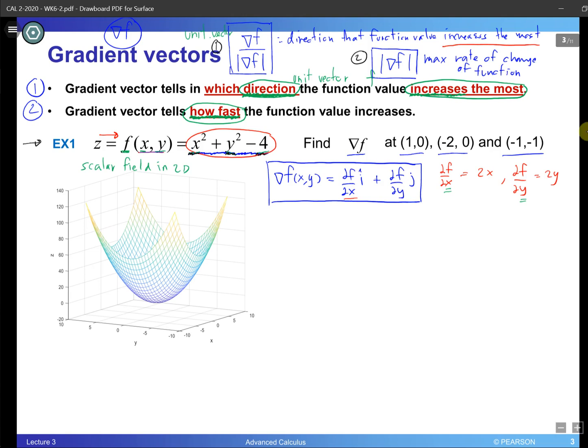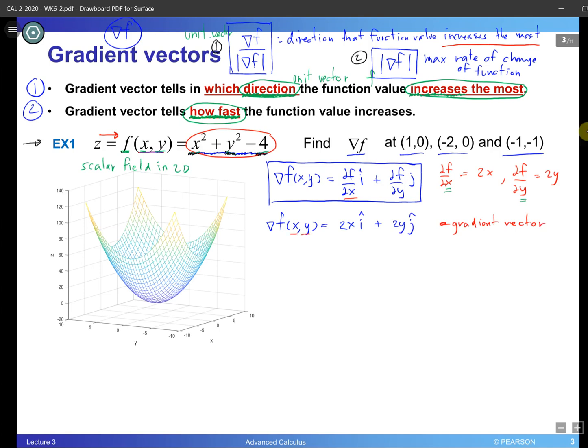And here we have del f of x, y equal to df by dx, that's 2x, and that's the first component, plus the second component 2y j. And there you go, we have the gradient vector. So make a note right here, gradient vector. And it can be used for any x and y out there.